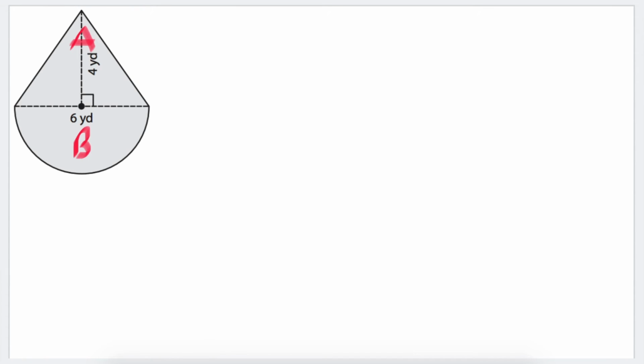Here's the second math problem. In this math problem, we have two shapes that make up the entire shape. Shape A, which is a triangle, and shape B, which is a semicircle. This kind of looks like an inverted ice cream. So we're going to calculate the area of the triangle, which is a half base times height, and the area of the semicircle, which is a half pi r squared.